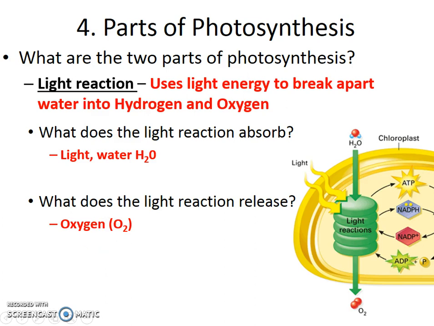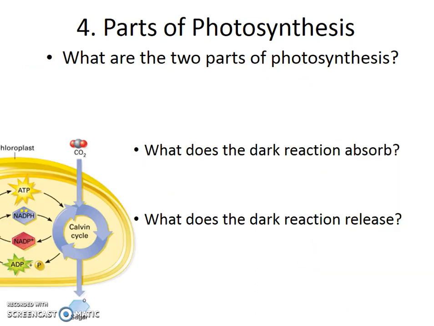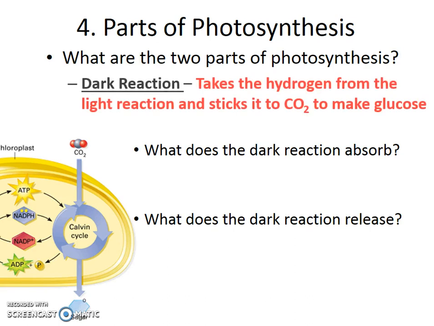So, light reaction, first reaction in photosynthesis. Think of it like a solar panel sucking in light energy and converting it into something that can actually break apart water into oxygen and hydrogen. The oxygen is given off. What about the hydrogen? Well, the hydrogen goes into the second part of photosynthesis, the dark reaction. The dark reaction takes the hydrogen from the light reaction and sticks it to carbon dioxide to make glucose or plant food.